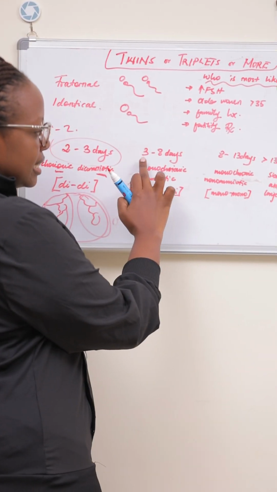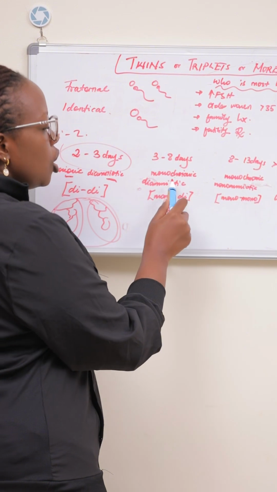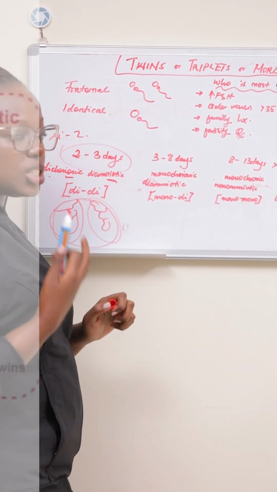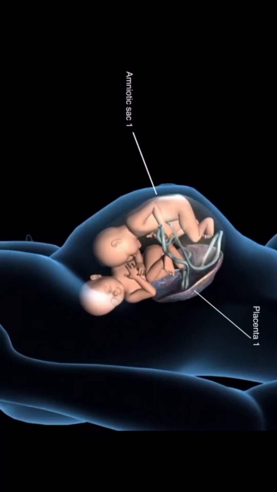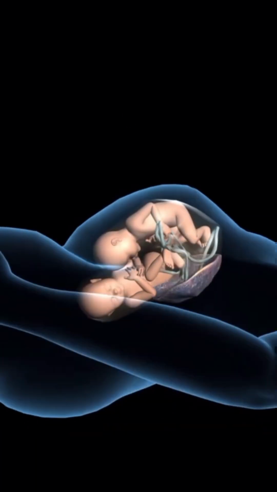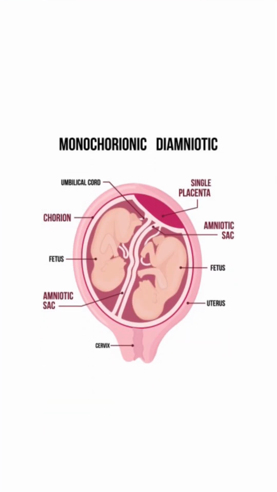If the split happens later, between 3 to 8 days, or after the 3 days to the first week, you're going to have what they call monodi twins, which means they have 1 placenta but 2 sacs. They're going to share 1 source of nutrients, which is the placenta, but they have 2 different sacs. So basically, it's like you have 1 house, you share 1 kitchen, but you have 2 different rooms. So that's how it is.